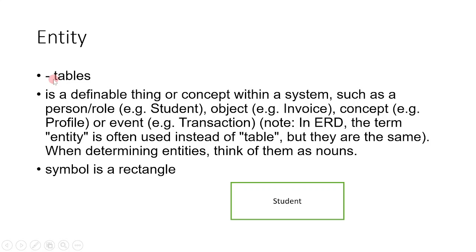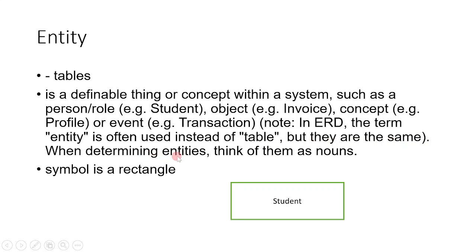It is actually just the other term for a table. We have already discussed what the tables are. We have worked with tables. So here in our ERD, those are called entities. It is a definable thing or concept within a system, such as a person or a role. It could be a student, an object, for example an invoice, or a concept, for example a profile for a student, or even an event. An example here is a transaction. In an ERD, the term entity is often used instead of table, but again, they are the same.